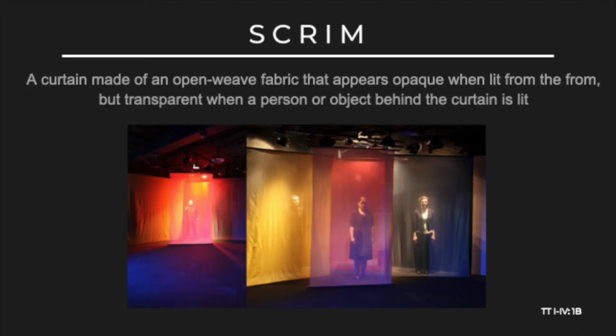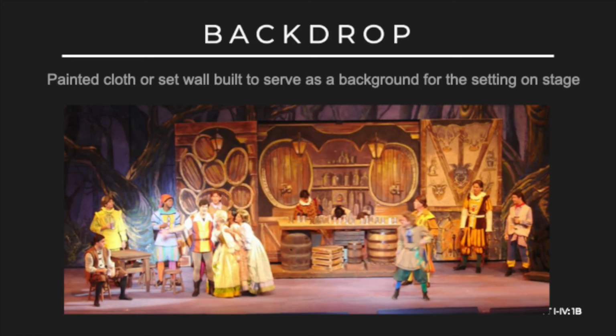The next soft good we'll talk about is the scrim. This curtain is made from an open wave fabric that appears opaque when lit from the front, but transparent when a person or object behind the curtain is lit. From this picture, you can see in the example, the picture on the left, you can't see the two people in the back because they're being lit from the front. And in the picture on the right, because they're being lit from the back, you can now see them through the curtain. Next, we're going to go over the backdrop.